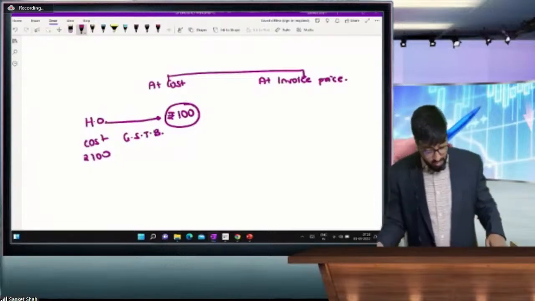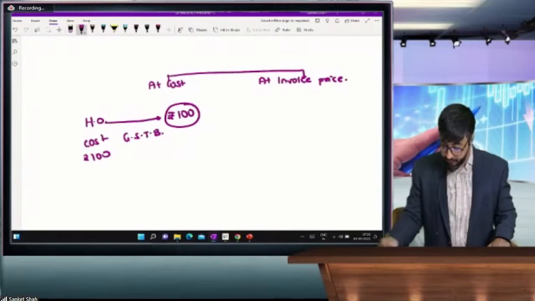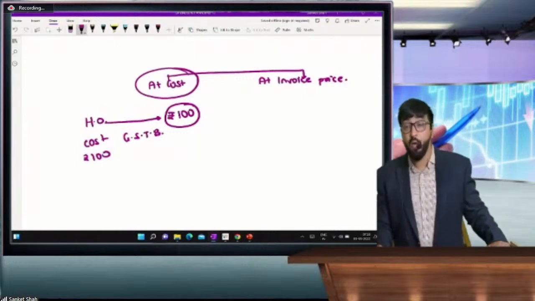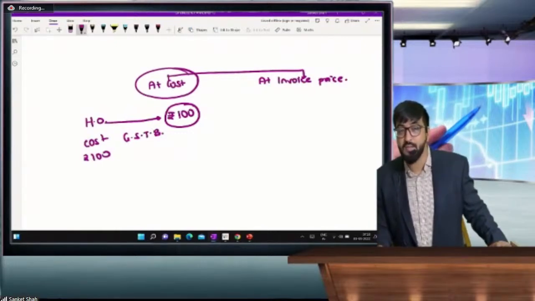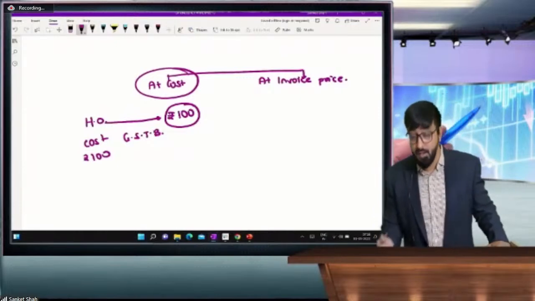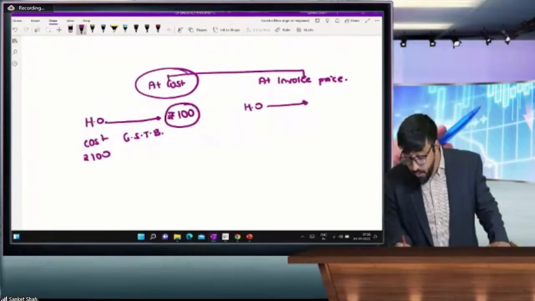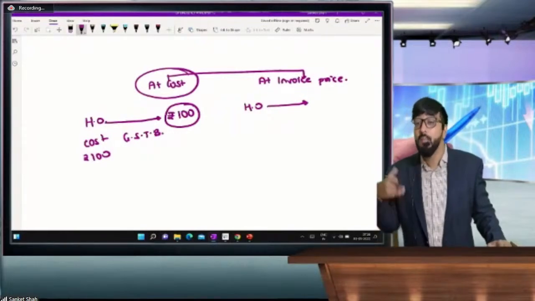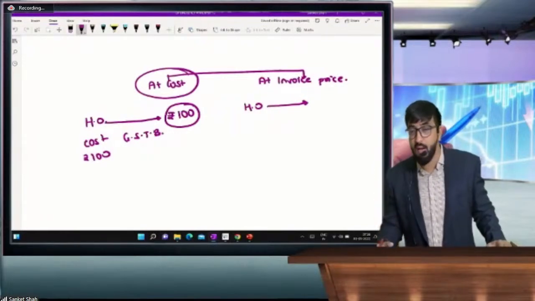Head office costing rupees 100 sends goods at rupees 100 to branch. It is called as cost. So the head office does not have any problem to disclose the price to branch. But suppose head office has a problem to disclose the price, because they may think that the branch manager will have their own business, and they just want to hide their profits from the branch manager, or anyone other than head office.